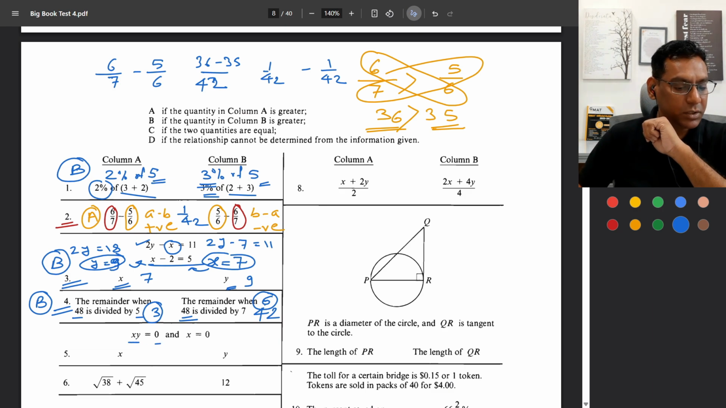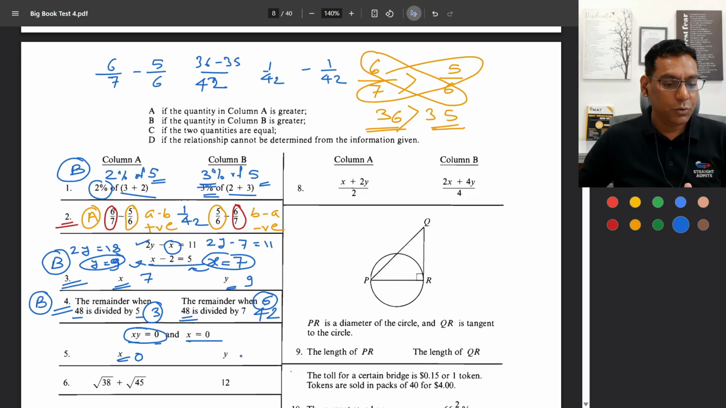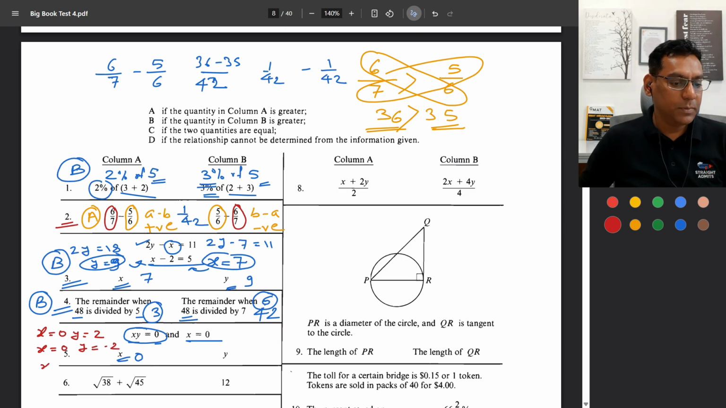xy is equal to 0, and x is equal to 0. Interesting. If x is equal to 0, xy always has to be 0. It doesn't matter what the value of y is. It could be positive, it could be negative. So I have to compare 0 with y. Let's take a few cases. It could be x is equal to 0, y is equal to 2, correct? Or x is equal to 0, y is equal to minus 2. Or it could also be x is equal to 0, y is also equal to 0, right? So we can't really determine. Answer choice D.